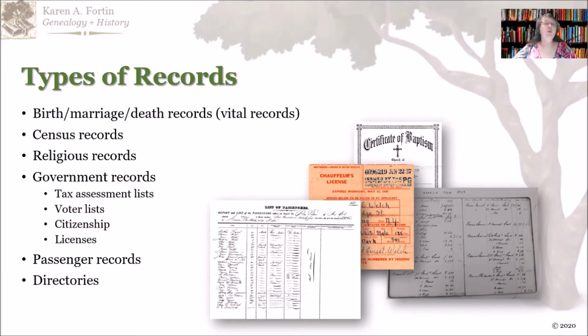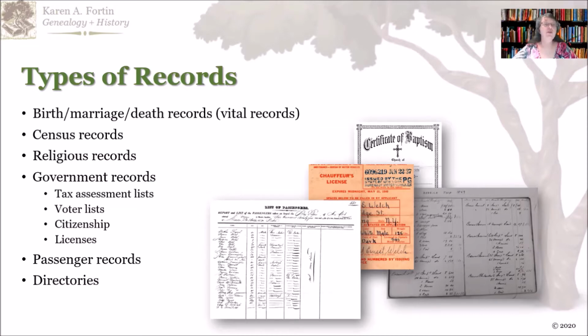The most basic records that all genealogists look for are birth, marriage, and death records. These are often referred to as vital records. Census records can also be a great source of information about our ancestors and their families. We'll be looking in more detail on these two types later in this lesson.